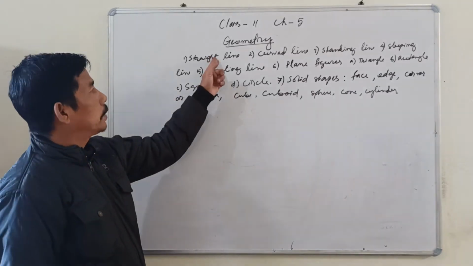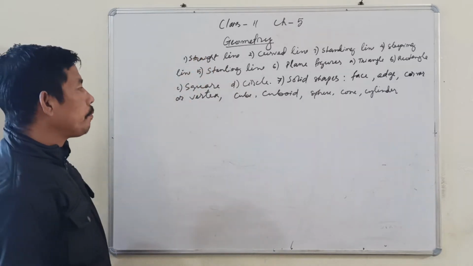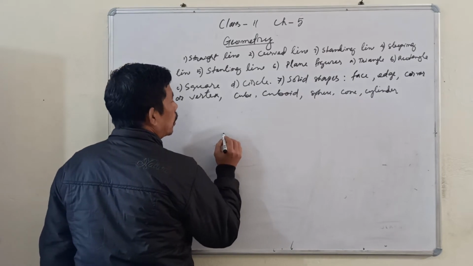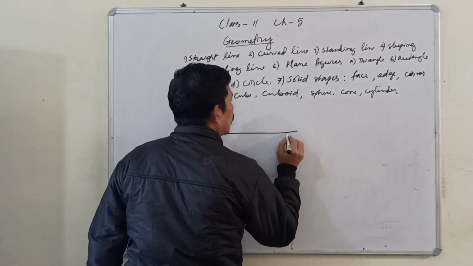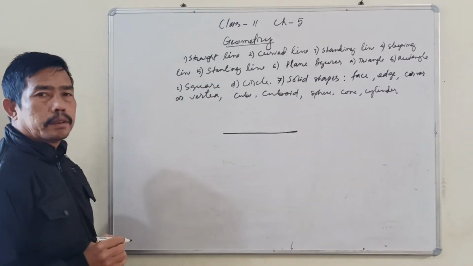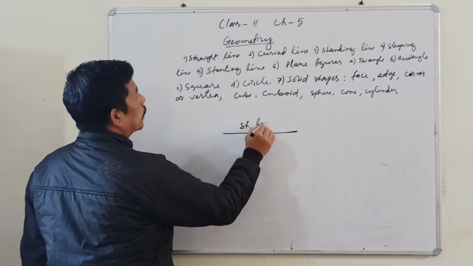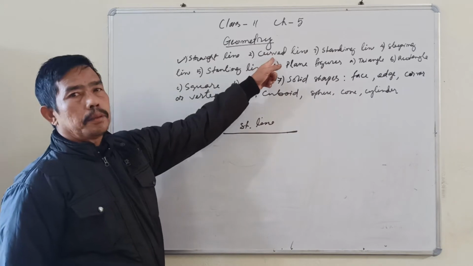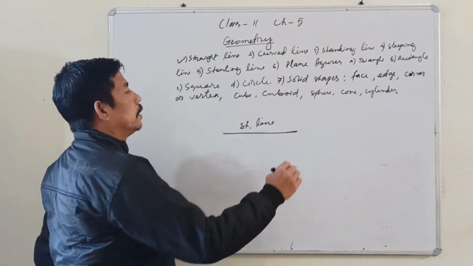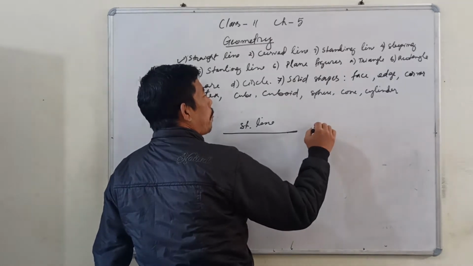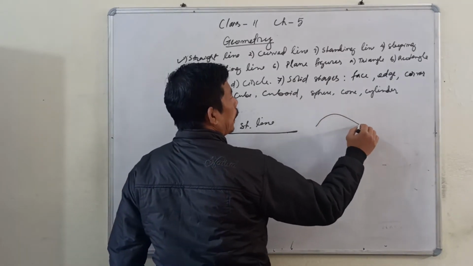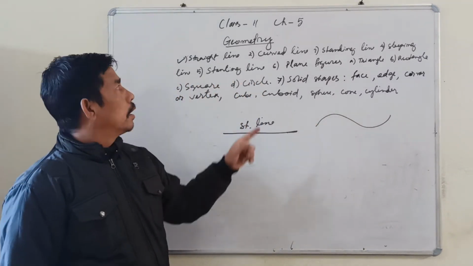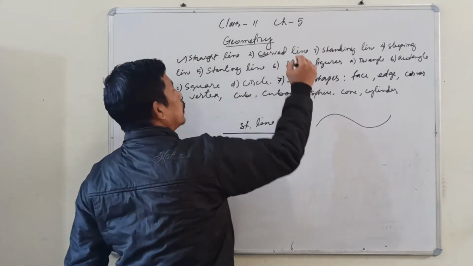So let's pick up the first one, straight line. If you draw a line using your scale, then this line is known as a straight line. Then curved line. If the line is not straight, see, on this plane we can draw with your free hand like this. So such a line which is not straight is known as a curved line. This is a curved line.